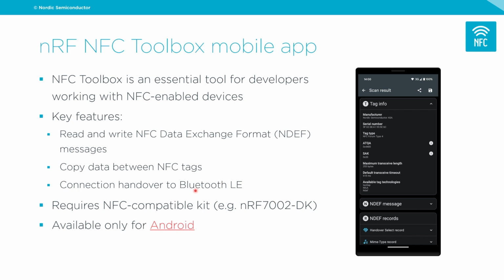So this is meaning this out of band pairing, where the security data is exchanged through NFC, so that the devices can pair and communicate over an authenticated and encrypted link. This is an Android-only mobile app. And to test this out, you need a kit with NFC support, like for example, nRF7002 DK. Essentially, all the Bluetooth kits also have NFC support. And I'll showcase a quick demo of this app using the nRF52 DK. So let's move on to the demo now.